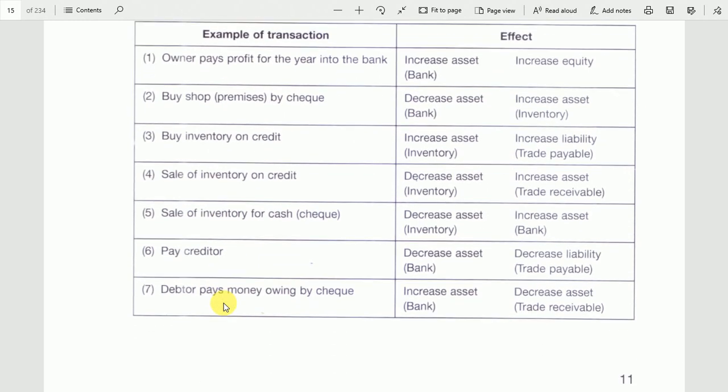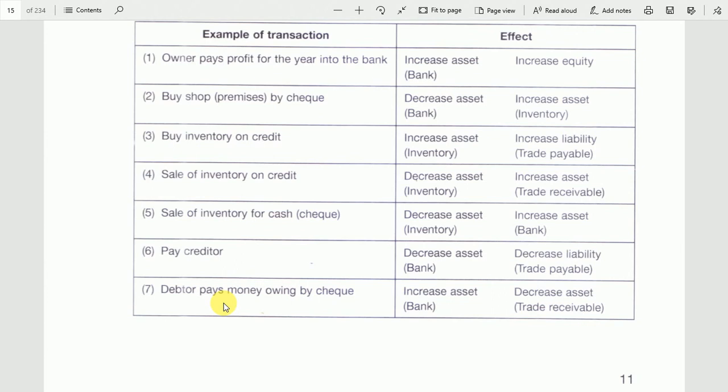Creditors are those whom we owe, those we have to pay. Creditors may be our suppliers, or any related party that we are doing business with. So we need to pay the creditors because we owe them. When we pay them, the effect on the financial position is that the bank decreases, because we are going to pay from the bank.